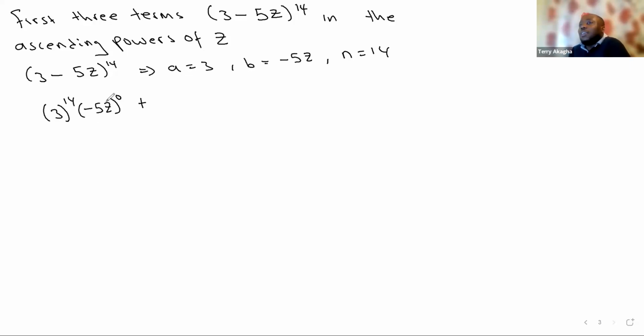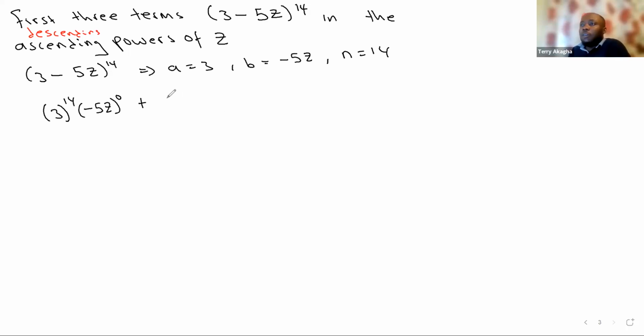But if, for instance, it's in the descending power, does that make sense? Let's assume this question was descending. Then you have to swap it. So it's going to be 3 raised to the power 0 and minus 5z raised to the power 14. Can you see? But because it's in ascending, you have to start with z raised to the power 0. If it was descending, z has to have the highest number, then you keep on bringing it down. Is that okay? So please don't forget that. It's a very important thing to take note and jot in your notebook.